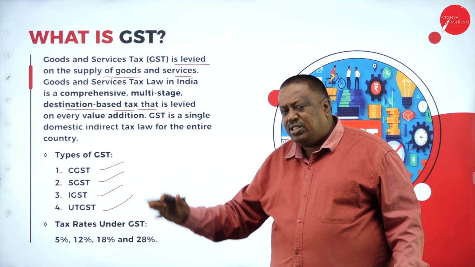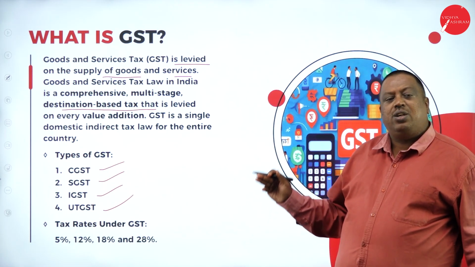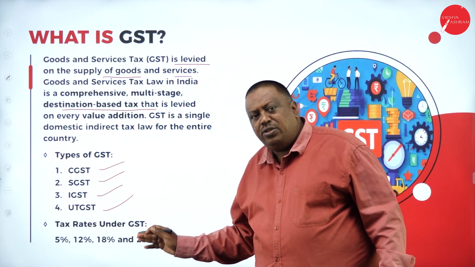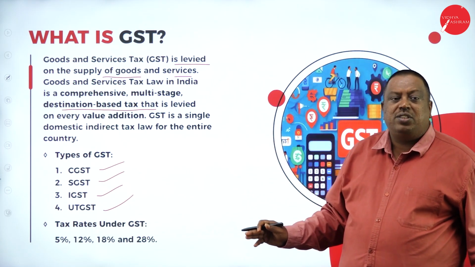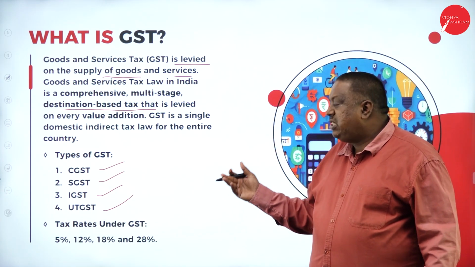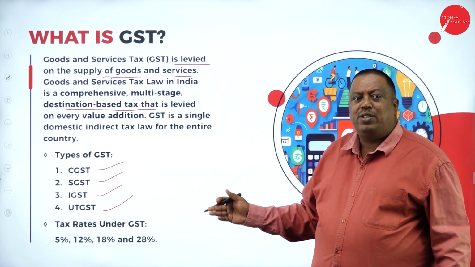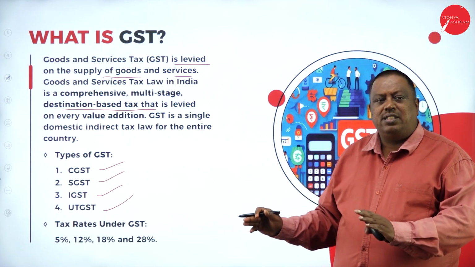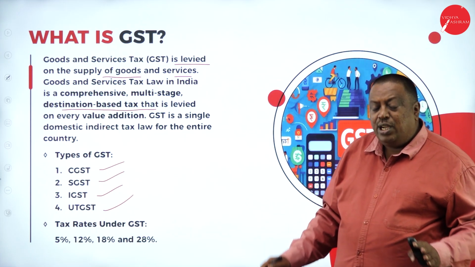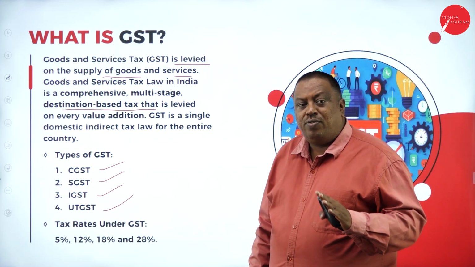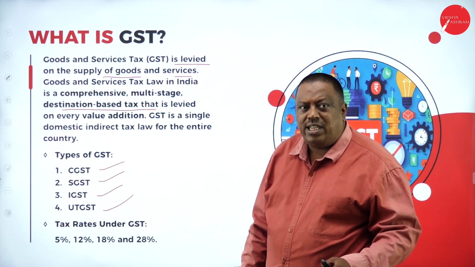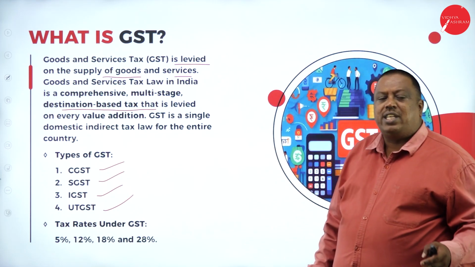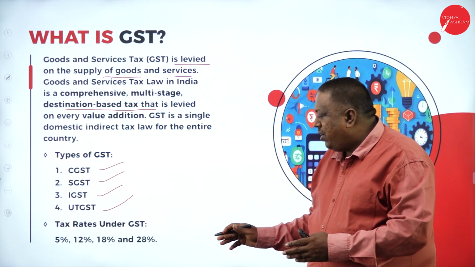What is UTGST? Union Territory Goods and Services Tax. This will be given to the Union Territory, to use that amount for the benefit of the Union Territory or the state. Both amounts will be given to the respective state or Union Territory only, to use for the benefit of the government or the society, or to increase the economy of the society. So these are the things we have here.